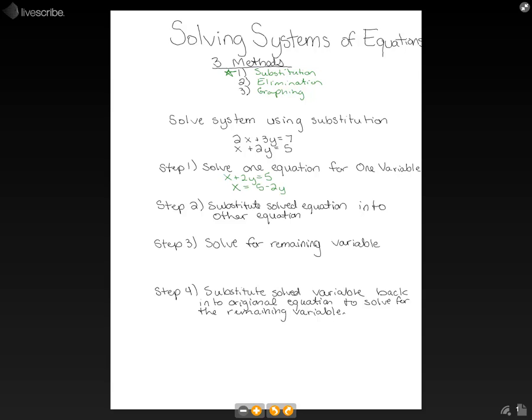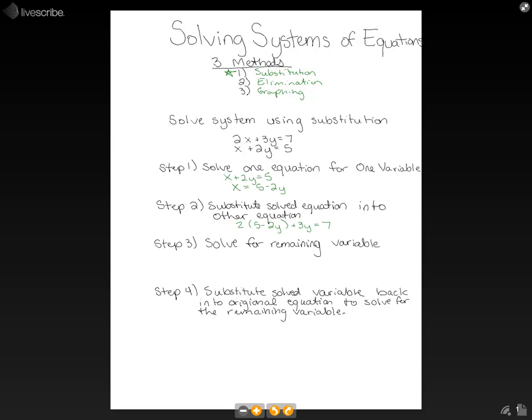Our next step is going to be to substitute this solved equation into our other equation that we haven't used yet. Whenever we do that substitution, we're going to get 2 times (5 minus 2y), because we know what x is now, x equals 5 minus 2y, so we substitute that in, plus 3y equals 7. So this is just the first equation, and we've substituted in 5 minus 2y for our x.